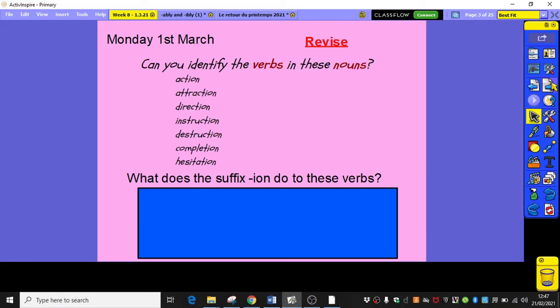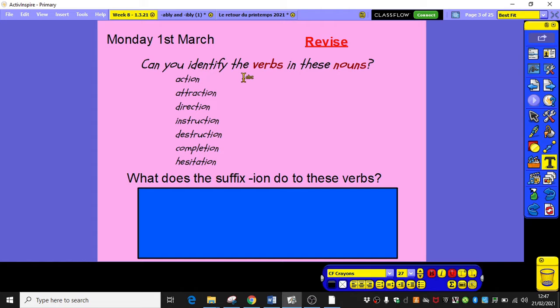Just get a scrap piece of paper, or if you're in school, whiteboard, anything. And what you're going to do is identify which are the verbs in these nouns here. This is an activity that you've done before. Pause the video, see if you can find those nouns and write them down for me, please. Okay, hopefully you have done so. Let me go through what they were.